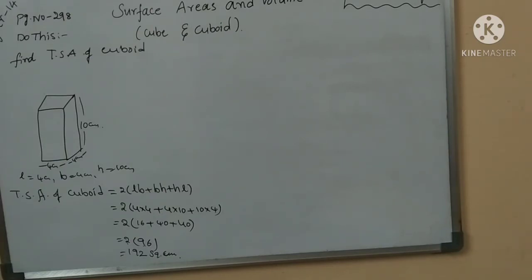Next, do this second problem, you will find it. Okay, that is homework. Understand here? Total surface area of a cuboid formula is 2 into (LB plus BH plus HL).